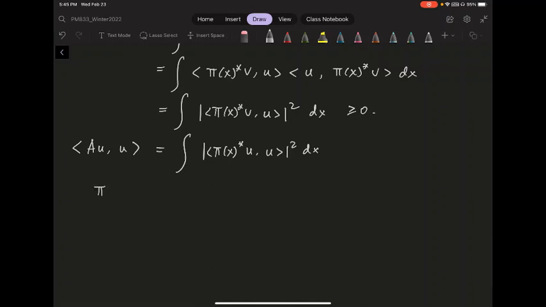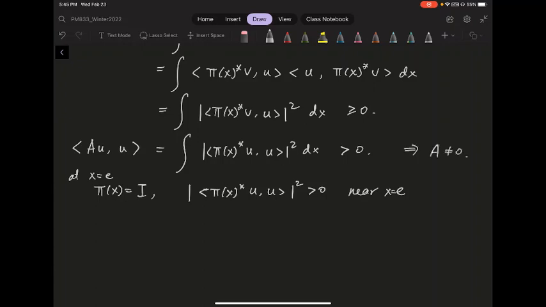Well, because at x equals the identity, your pi x is just equal to the identity operator. So you're integrating this function, this pi x star uu. If you treat it as a continuous function from G to the reals, this is going to be strictly positive near the identity, near x equals the identity. Because it's strictly positive and continuous in x, this is going to be strictly positive. So in particular, your A is not going to be the zero operator.